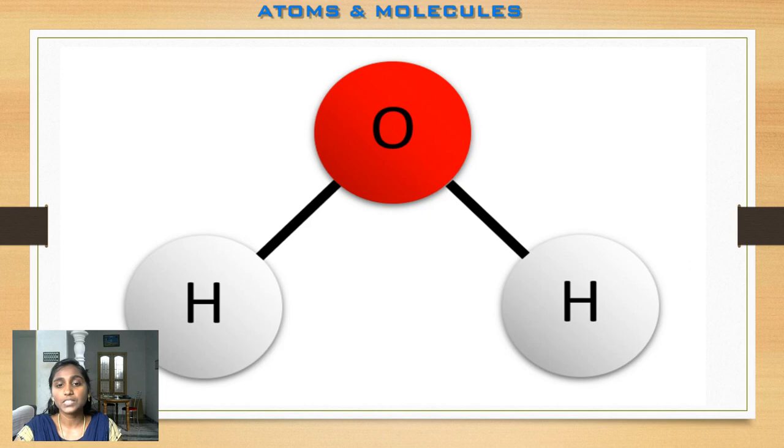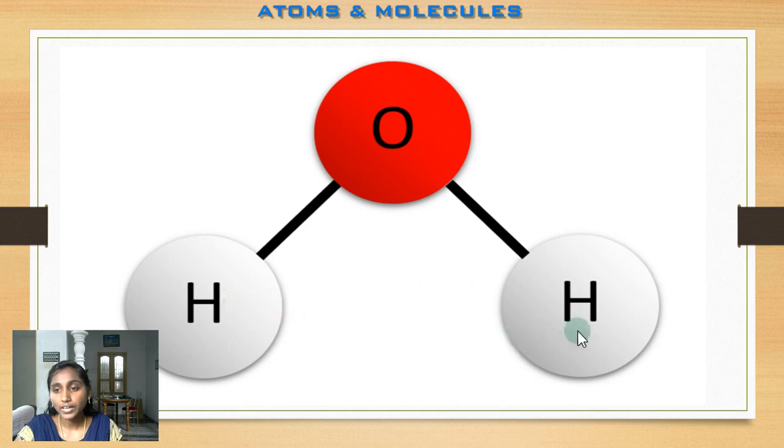Next, see this picture. Can you find out what this is? H means hydrogen. Then O means oxygen. H means hydrogen, you all know. In this picture, how many elements are there? That means how many atoms are there? 3 atoms, right? 1, 2 and 3. So 3 atoms are there.